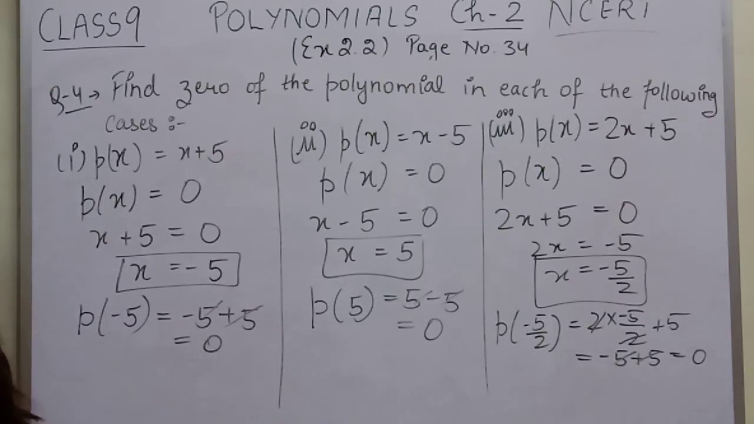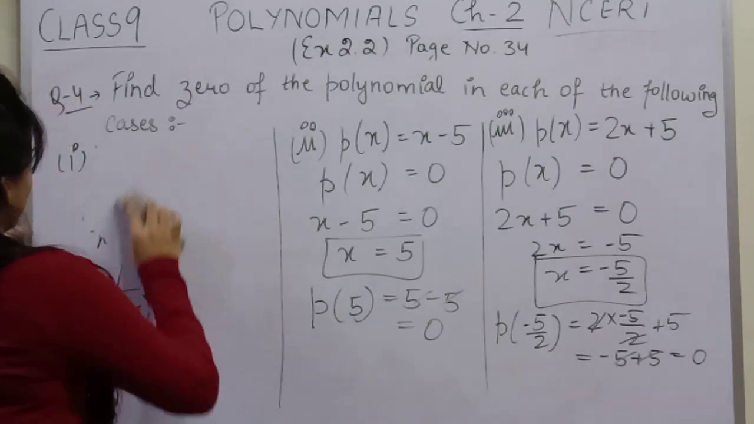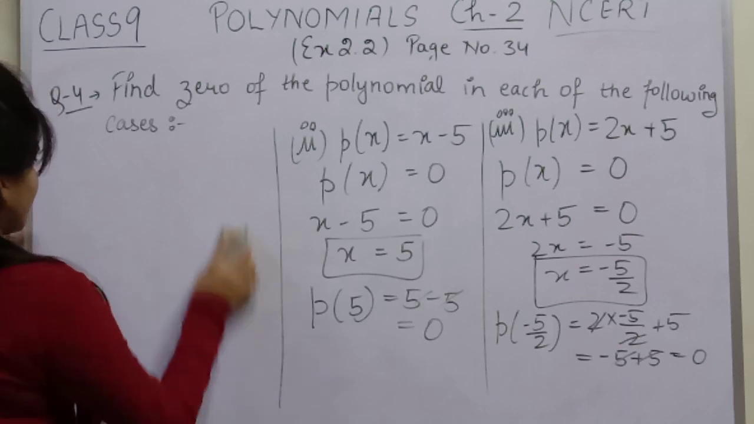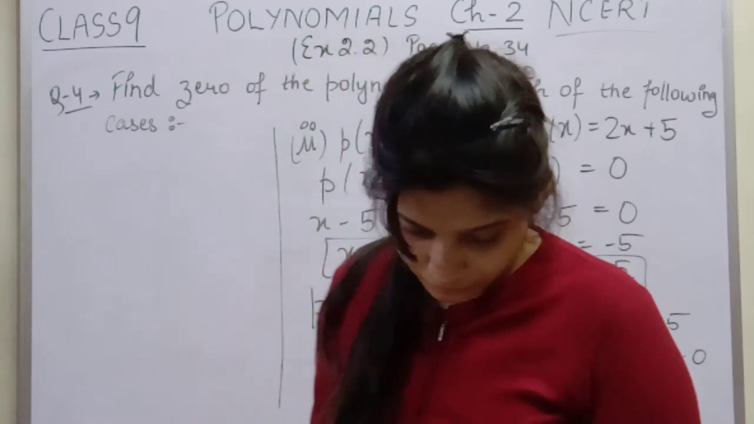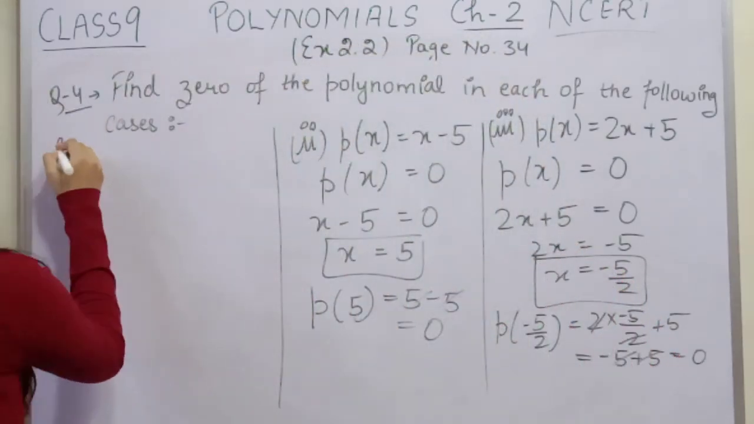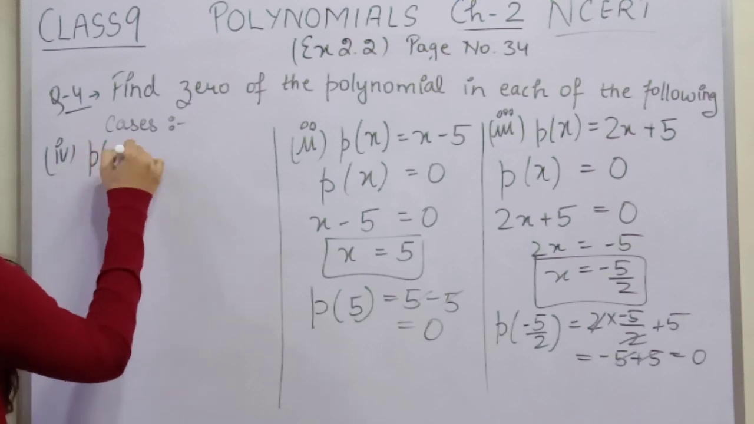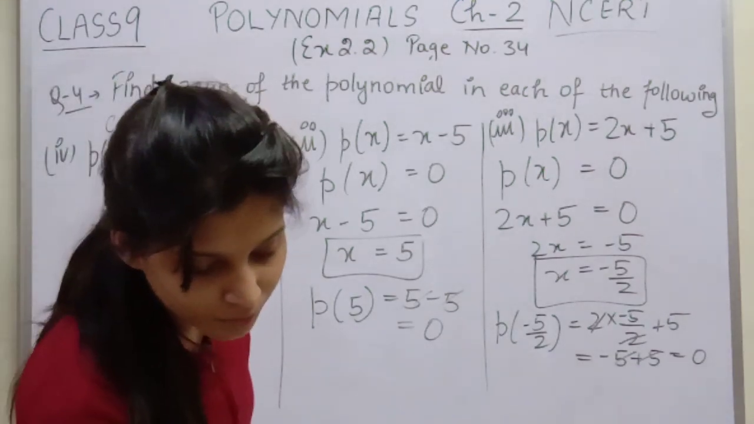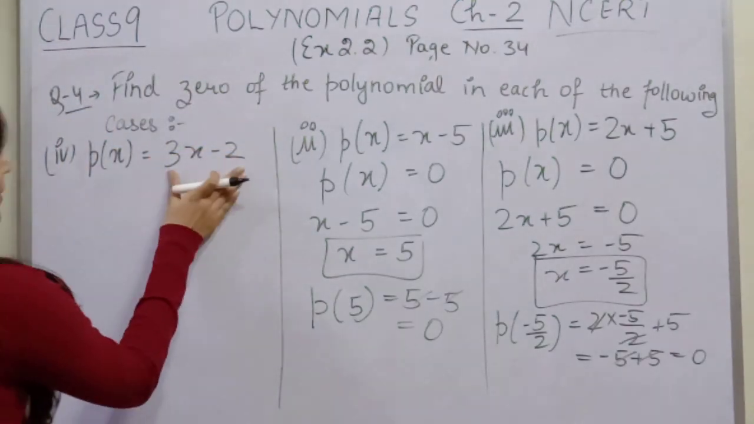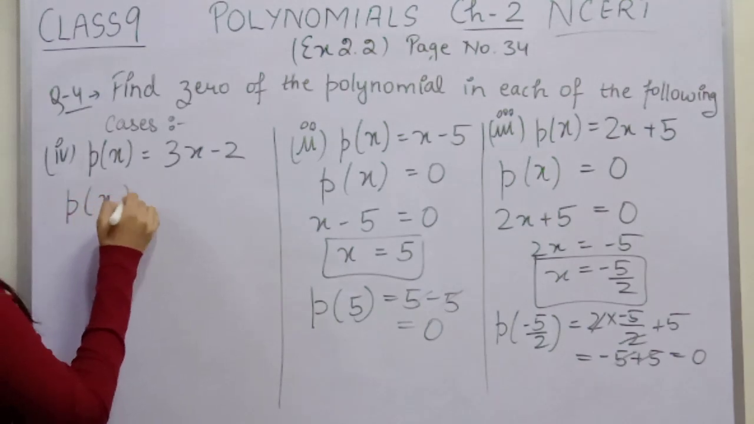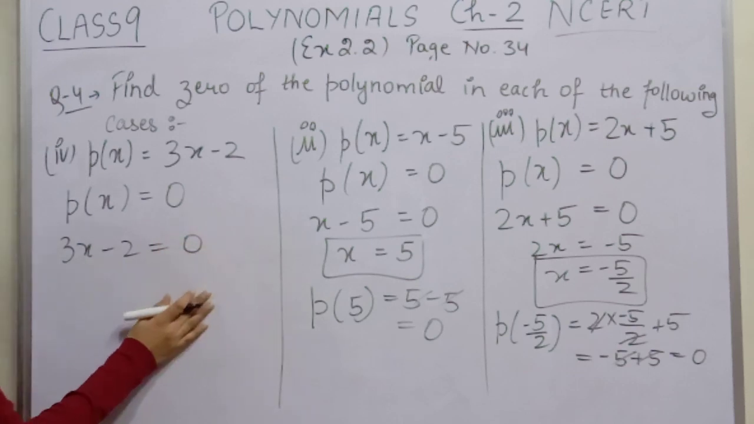Okay, so now let's start with part number 4. In the fourth part we have p(x) = 3x minus 2, right? Now we have to put it equal to 0 so that we can get the value of x. So 3x minus 2 equals 0.